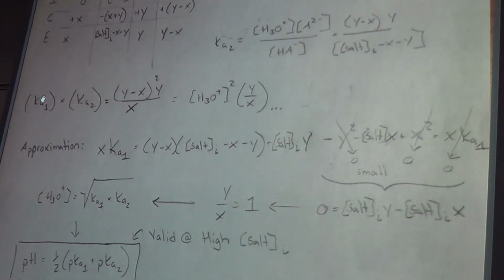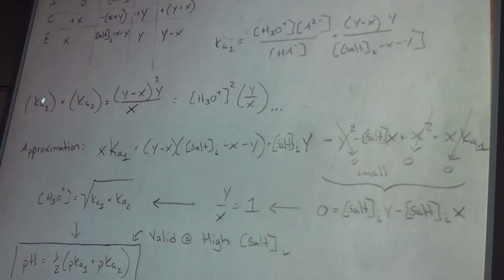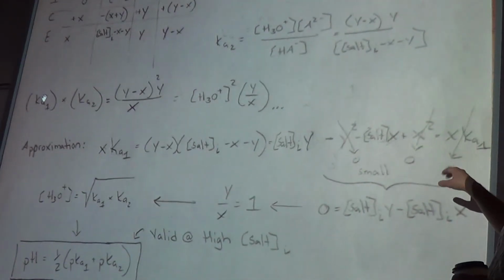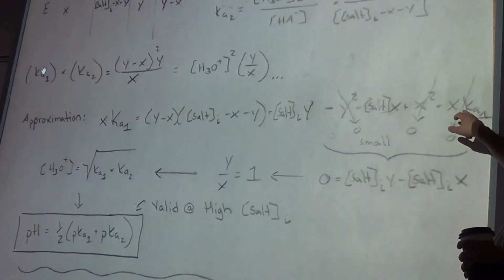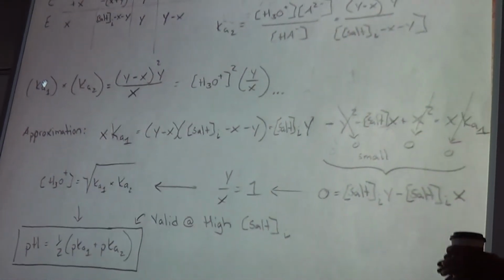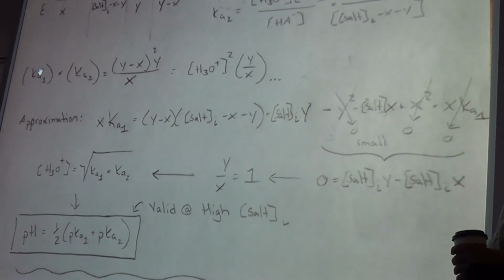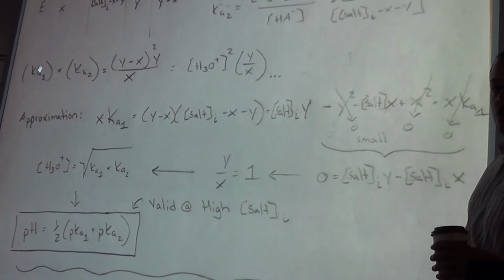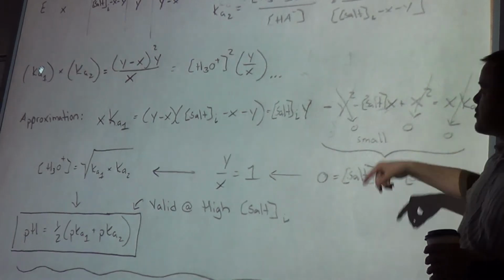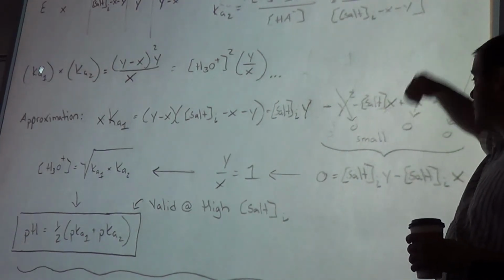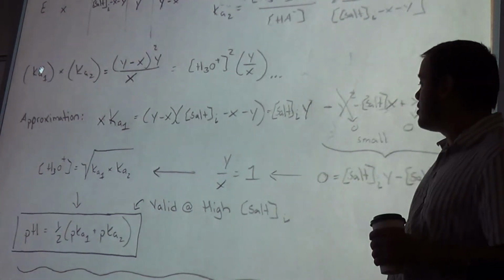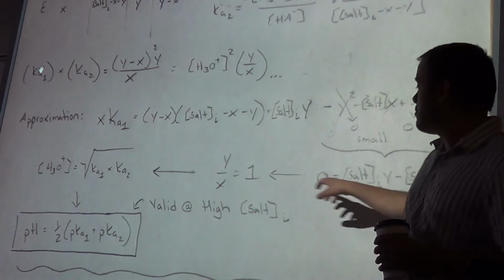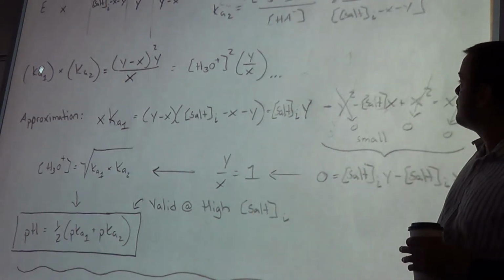In the event that you've got a large concentration of salt, that you've dumped in a ton of the salt, what will happen is that the Y squared terms, the X squared terms, the X times Ka1 terms, will end up being very small relative to the terms that contain the initial concentration of the salt. And so you can just get rid of those terms. You can approximate them as being 0. And this leads to the approximation that Y over X is equal to 1.